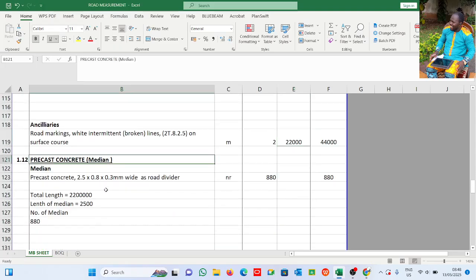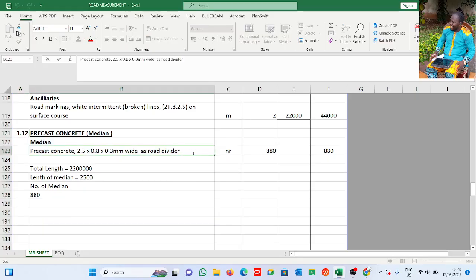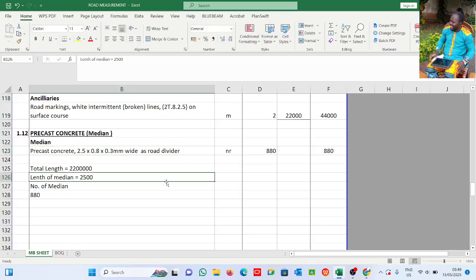Now there's a median, and the median is precast concrete. See this section here, 1.12. Precast concrete in the BSMM4 is section 1.12. So median, precast concrete, as road divider. I didn't put this. I don't have my BSMM4R here, so you check it and put the code. Describe this as road divider.